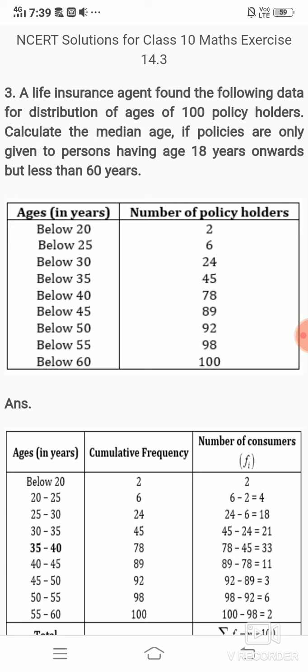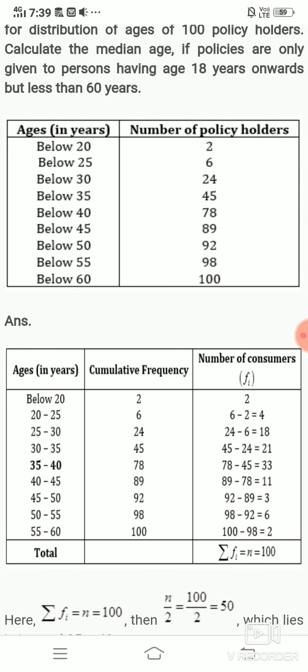The table is given, with the number of policyholders. We find below 20, below 25, below 30 as the continuous type class interval. Below 20 is the starting one. Next is 25, so 20 to 25 is 2. Next we need 25 to 30, but it's given below 25. Below 25 means only from 25 to 30, 6 minus 2, so that is 4 only.